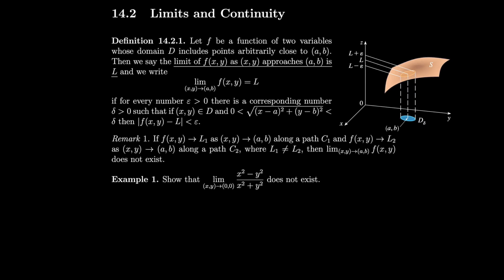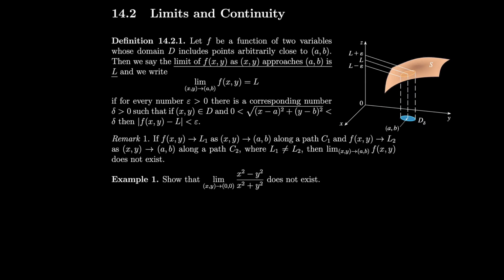if for every number epsilon there is a corresponding number delta, such that if (x, y) is in our domain D and the distance, which is what this is, between (x, y) and (a, b) is less than delta, then f(x, y) minus L, the distance between those two, is less than epsilon.